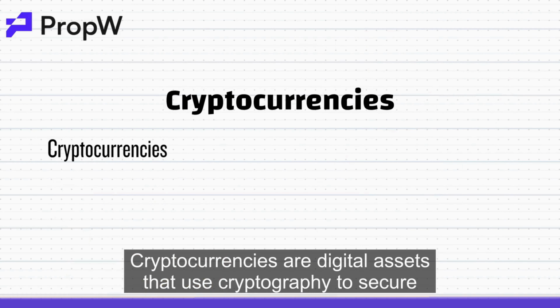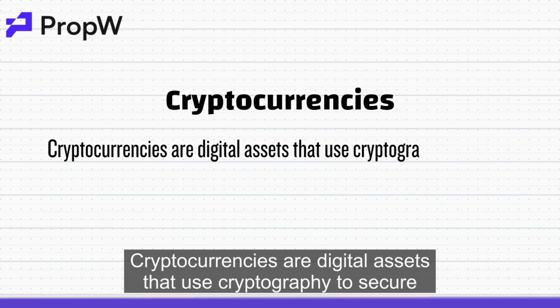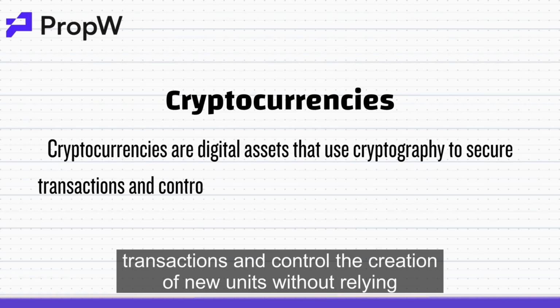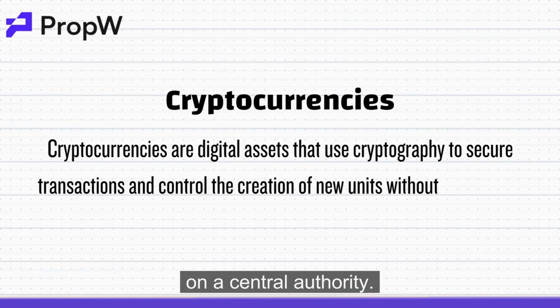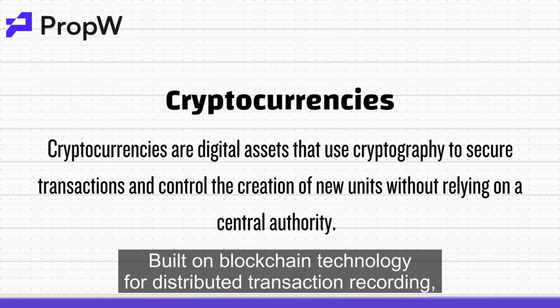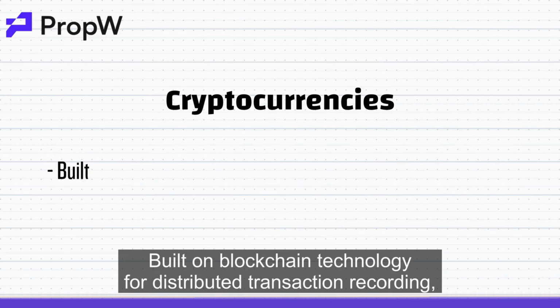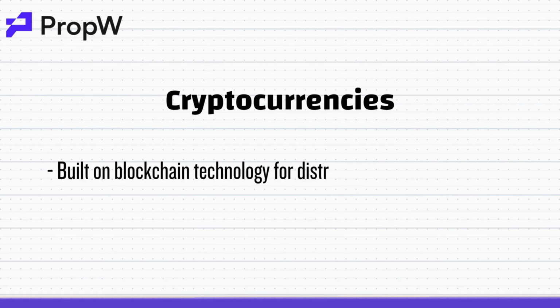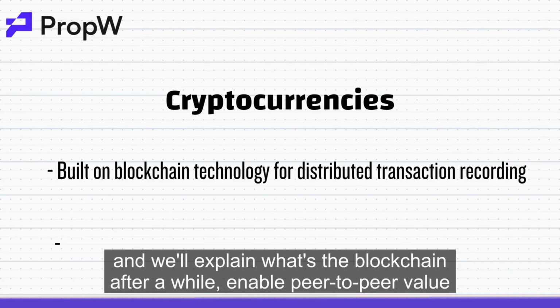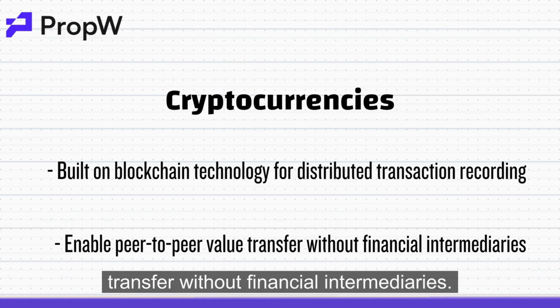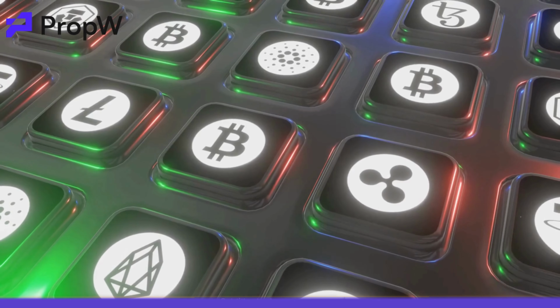Cryptocurrencies are digital assets that use cryptography to secure transactions and control the creation of new units without relying on a central authority. Built on blockchain technology for distributed transaction recording, and we'll explain what the blockchain is after a while, enable peer-to-peer value transfer without financial intermediaries.